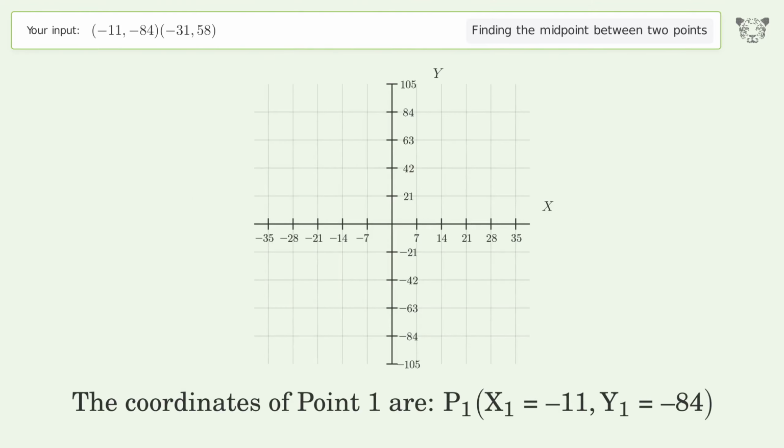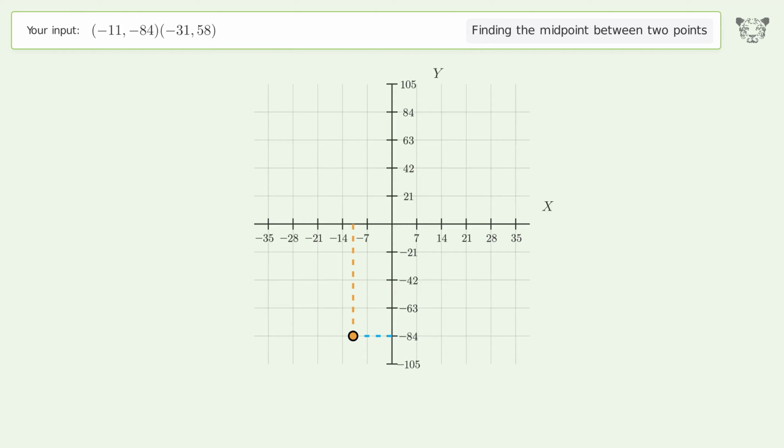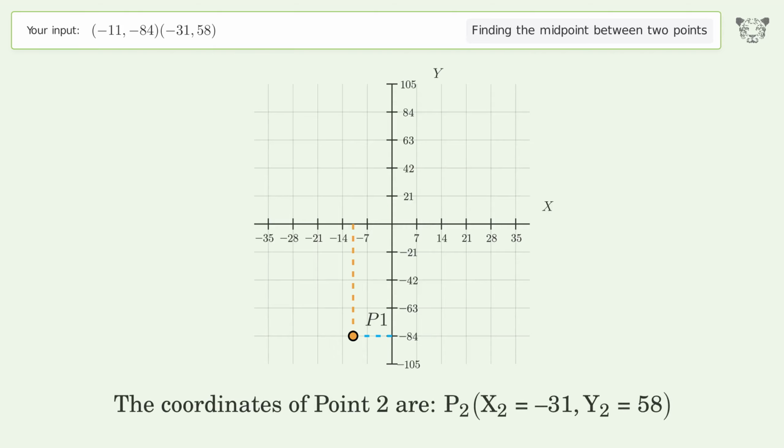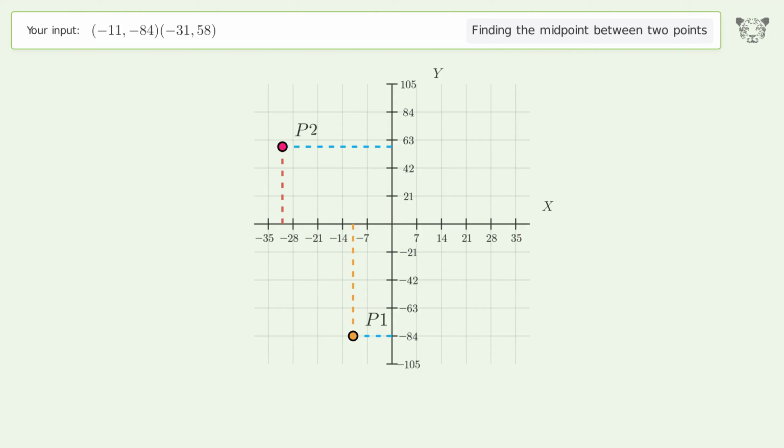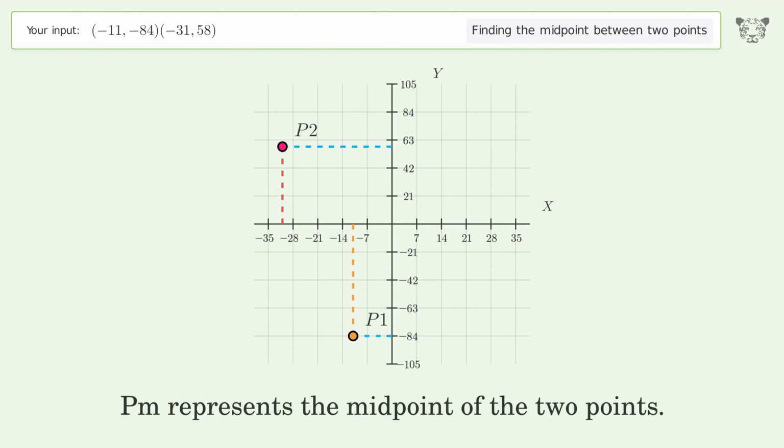The coordinates of point 1 are, x1 equals -11, y1 equals -84. The coordinates of point 2 are, x2 equals -31, y2 equals 58. PM represents the midpoint of the 2 points.